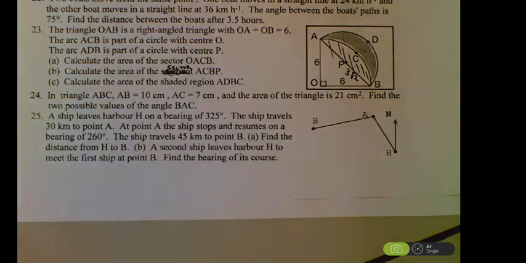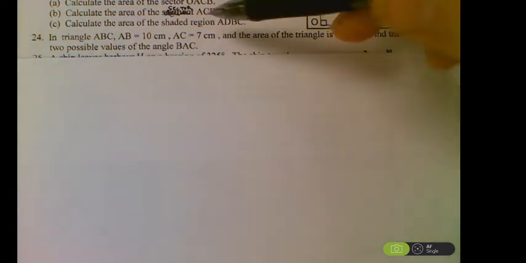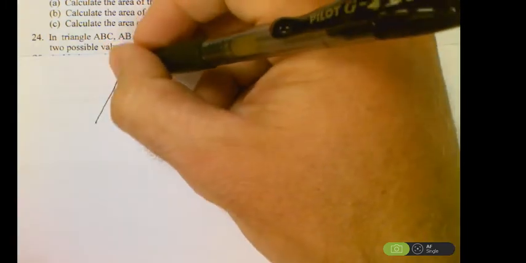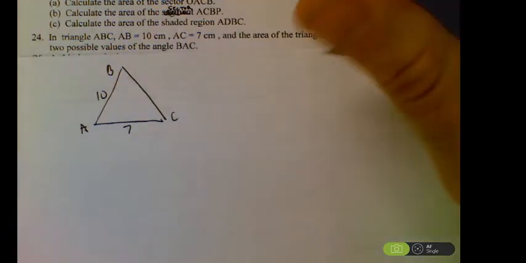All right, moving on to 24. So getting into our last two here. All right, 24. So triangle ABC, given some values and given an area, find two possible values for BAC. So let's just draw this one out. Give it a rough sketch just to place some values. So on this one we got AB is 10, AC of 7. We know the area is 21, so find two possible values.